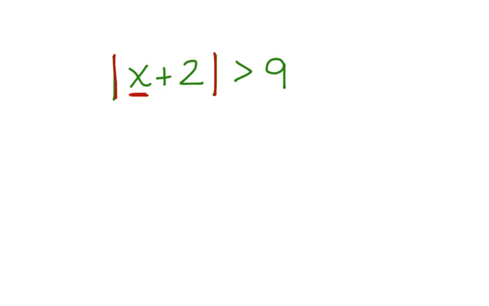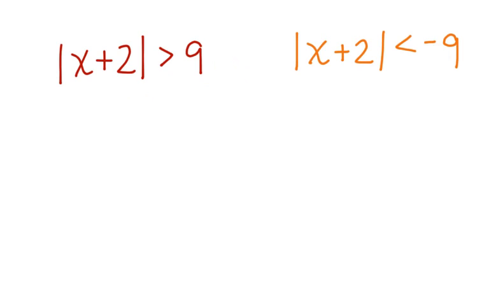Let's rewrite this and then it'll make a little more sense. The absolute value of x plus 2 is greater than 9, and the absolute value of x plus 2 is less than negative 9. Now let's solve this first one. Subtract 2 from both sides, and we have x is greater than 7.